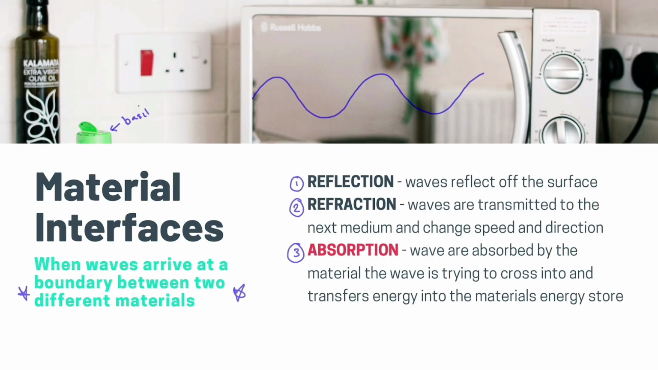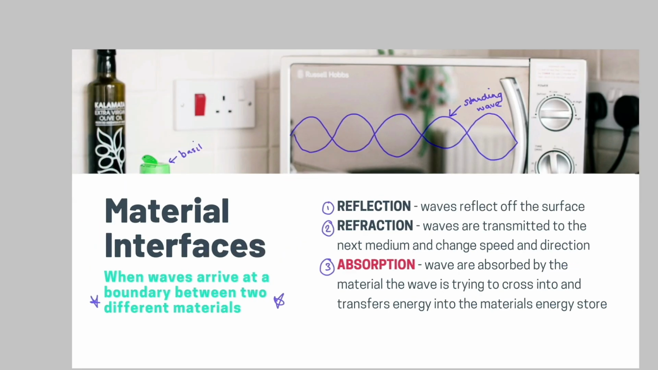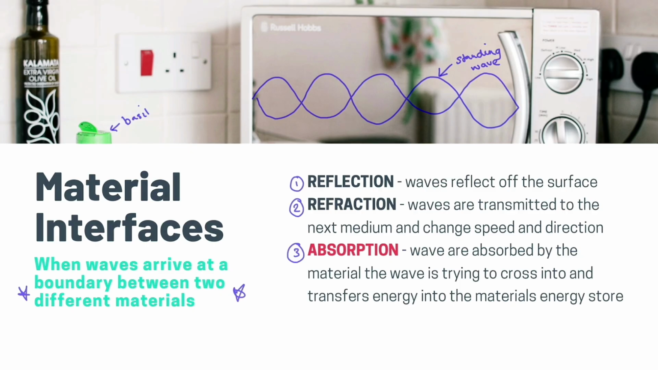Inside the microwave, what happens is a special pattern is set up by those microwaves, by them being released and bouncing back on themselves. This pattern is called a standing wave. And a standing wave of those microwaves is used to cook food. So let's pretend you've got a big plate here of spaghetti bolognese. And the microwaves transfer energy into the material's energy store.